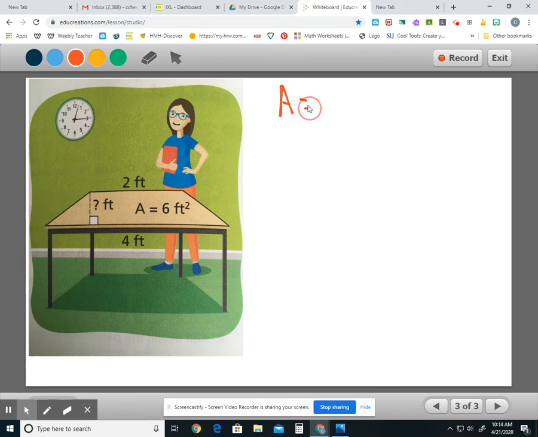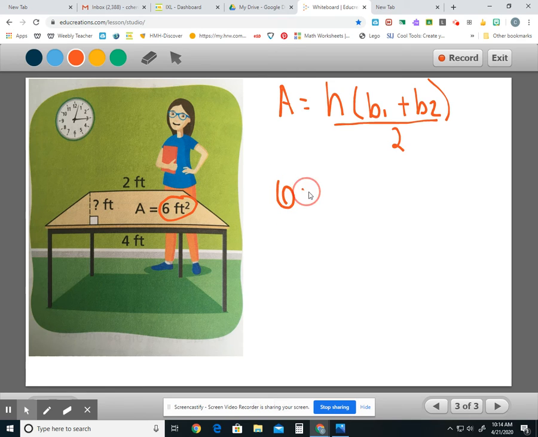Area is equal to, and this one's a little different, right? It's the height times base 1 plus base 2, divided by 2. Okay, so again, just like I do after I write the formula, I'm going to plug in what I know. I know the area already. They told me that it is 6 feet squared.